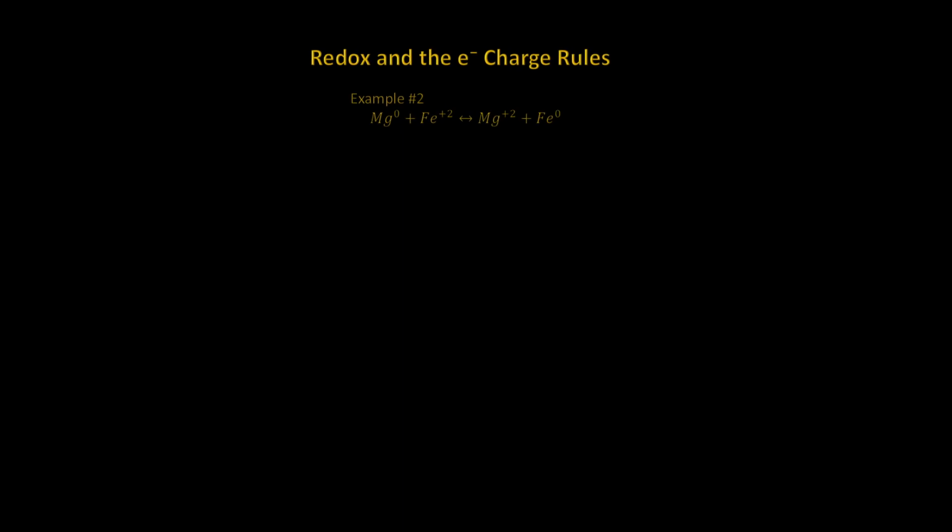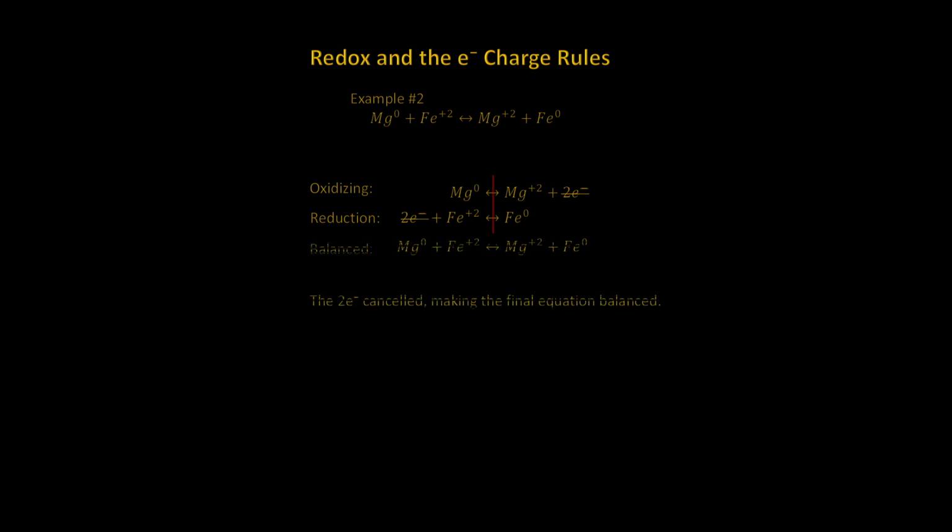The second example here shows the reaction of magnesium and iron 2 in the same solution. The red bar divides the two half reactions. Since 2 electrons were transferred in each of the half reactions, by simply canceling out the 2 E- charges, we get the balanced equation as shown.